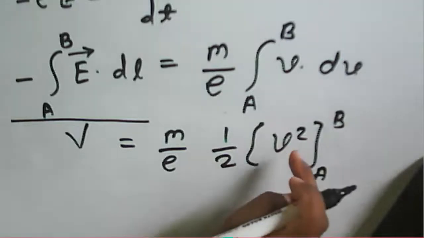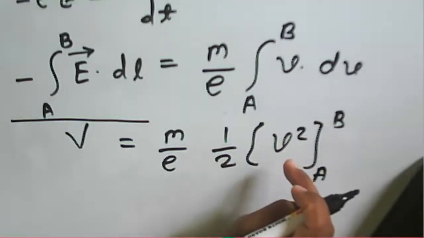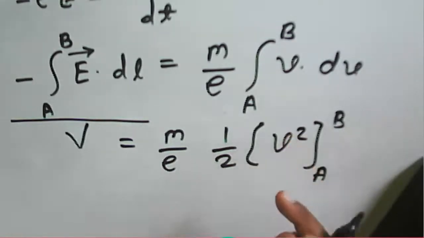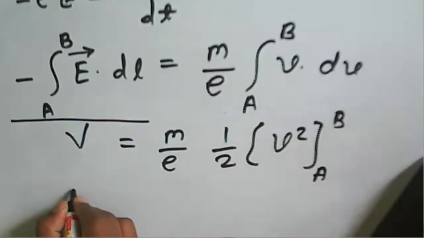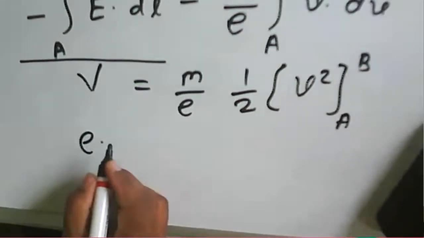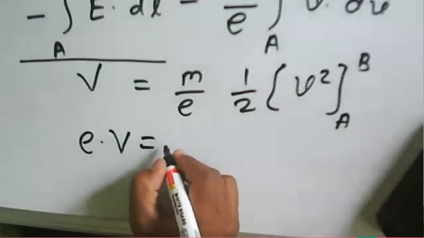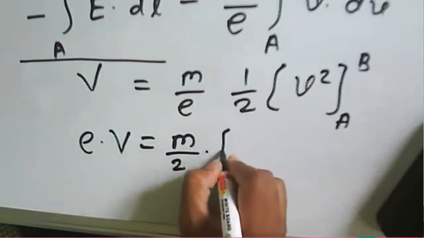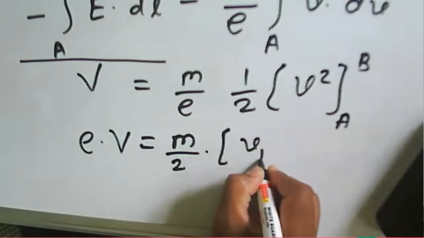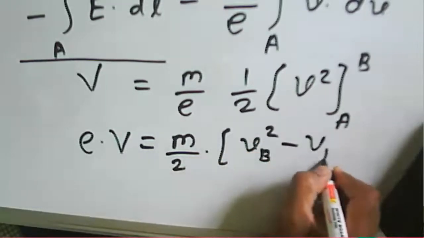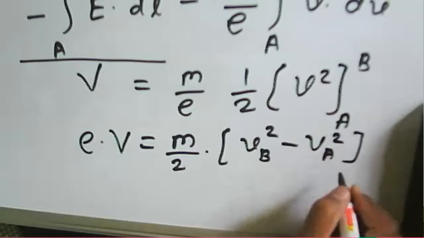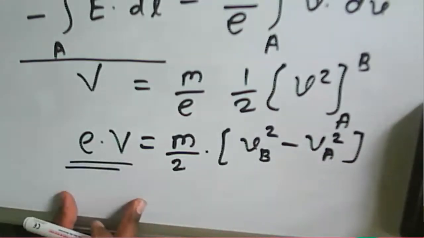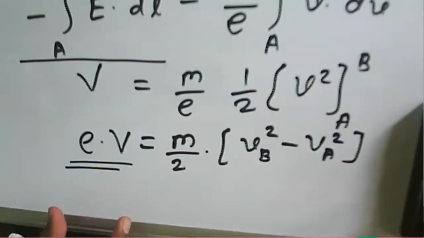So now, that potential at B and potential at A, sorry, velocity. We can rewrite the equation: E into V is equal to M by 2 into (Vb square minus Va square). Now this term is called an electron volt. Okay, electron volt.